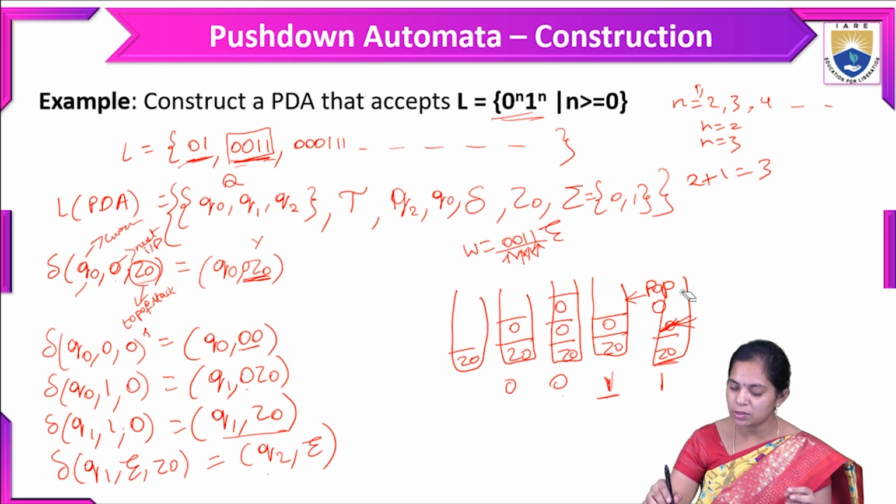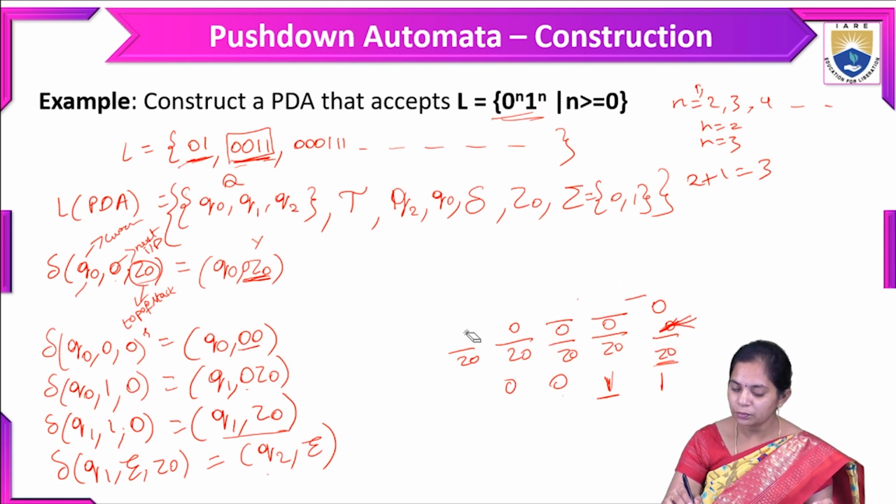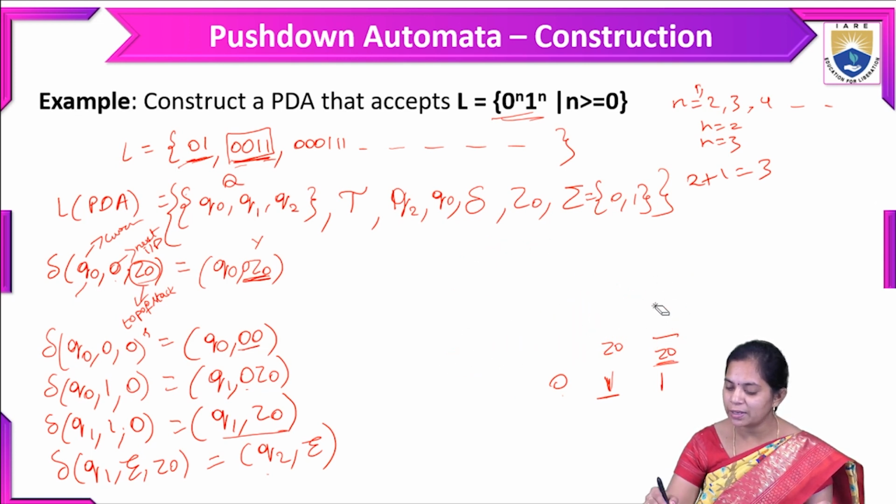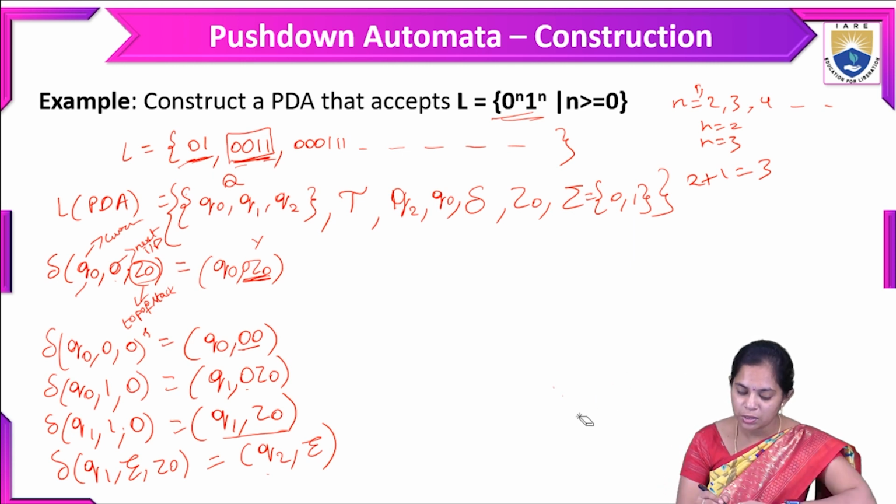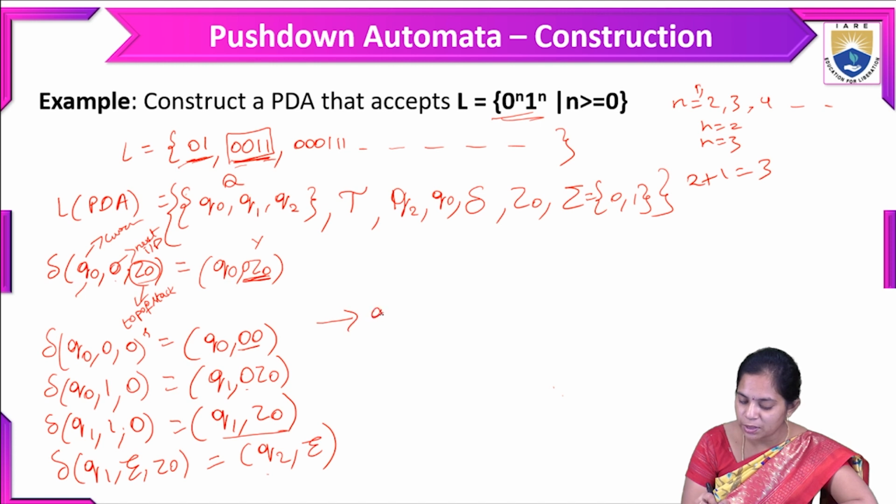So here this thing we have to represent in the transition diagram. Initially the state is Q0, and for this one, Q0, 0 is the input symbol.